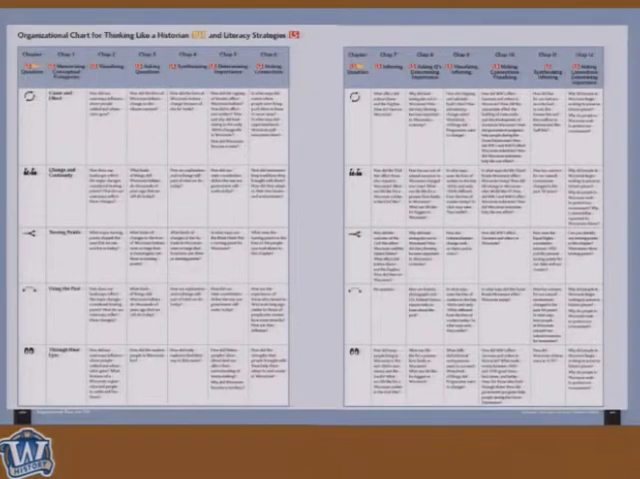Then this is an overview, just a graphic overview of all the Thinking Like a Historian questions throughout the book in one 2-page spread, though each chapter has its own. This is a way for a teacher to look over and find how those questions change as the book progresses from the first chapter through the 12th.